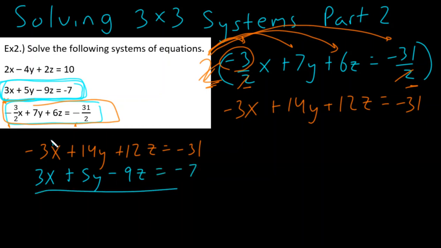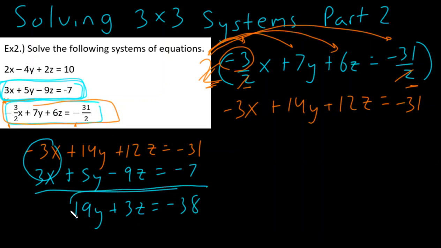And what do we notice? Negative 3x plus 3x zeroes out, and now we can continue from there. 14y plus 5y is 19y. 12z minus 9z is plus 3z is equal to, and negative 31 minus 7 will give me negative 38. Okay, and we have our first equation. Whew. Alright, now I'm going to pause the video and do some erasing, so start taking your notes.